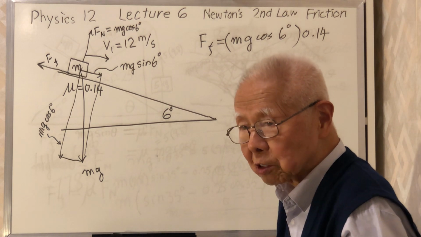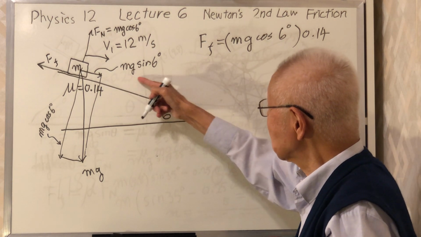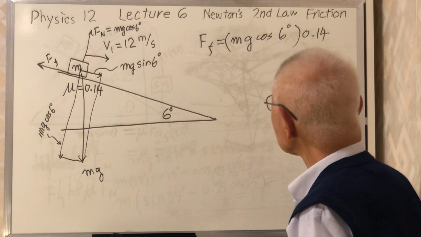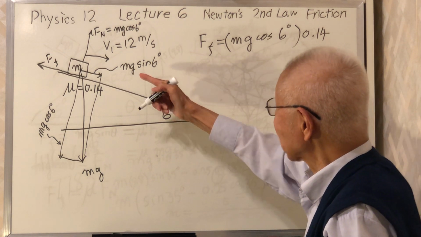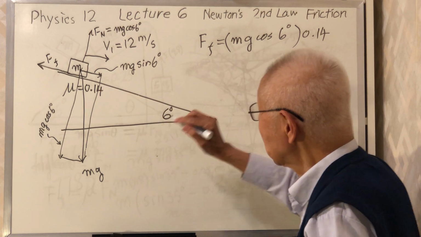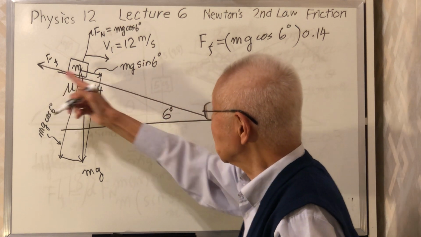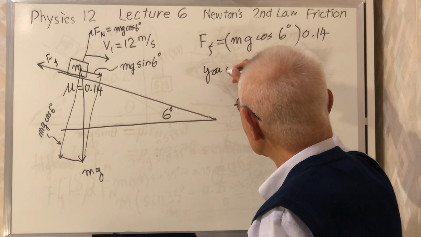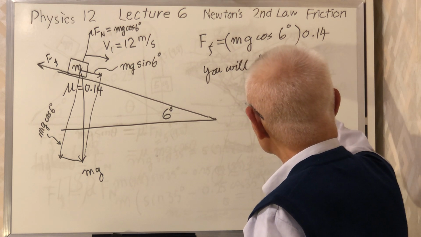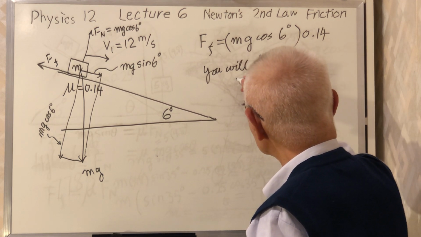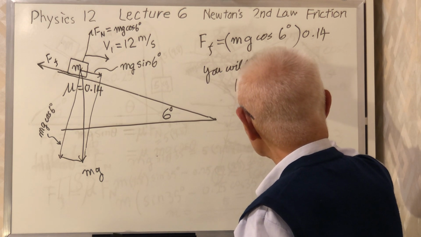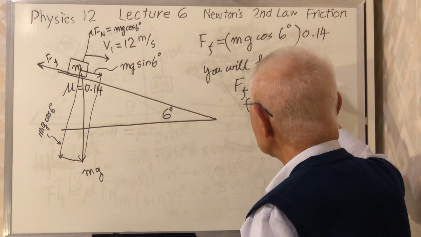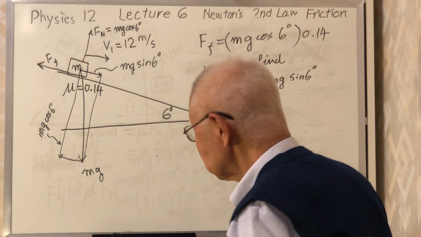If you use a calculator to find the magnitude of this and to find the magnitude of this, you do not need exactly what m is. Just compare these and you will see that this is larger than this. You will find friction is larger than mg sine 60 degrees. You will find this.